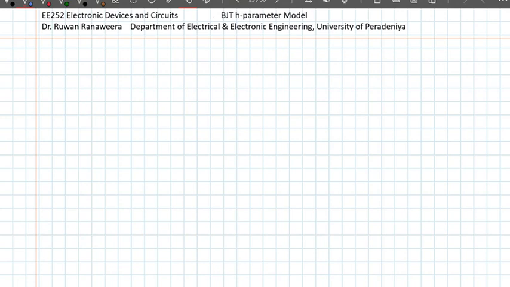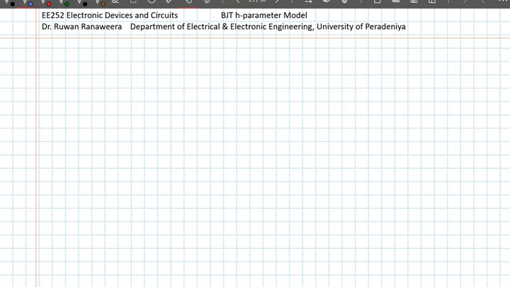We also need to ensure that the signal change is small, so that around the Q point, in both the input characteristic and the output characteristic, the changes are very small and the parameters don't vary too much. So the H parameters, HI, HF, HR and HO, have fixed, constant values. Later on we will see that in fact they do change if the signal changes are big.